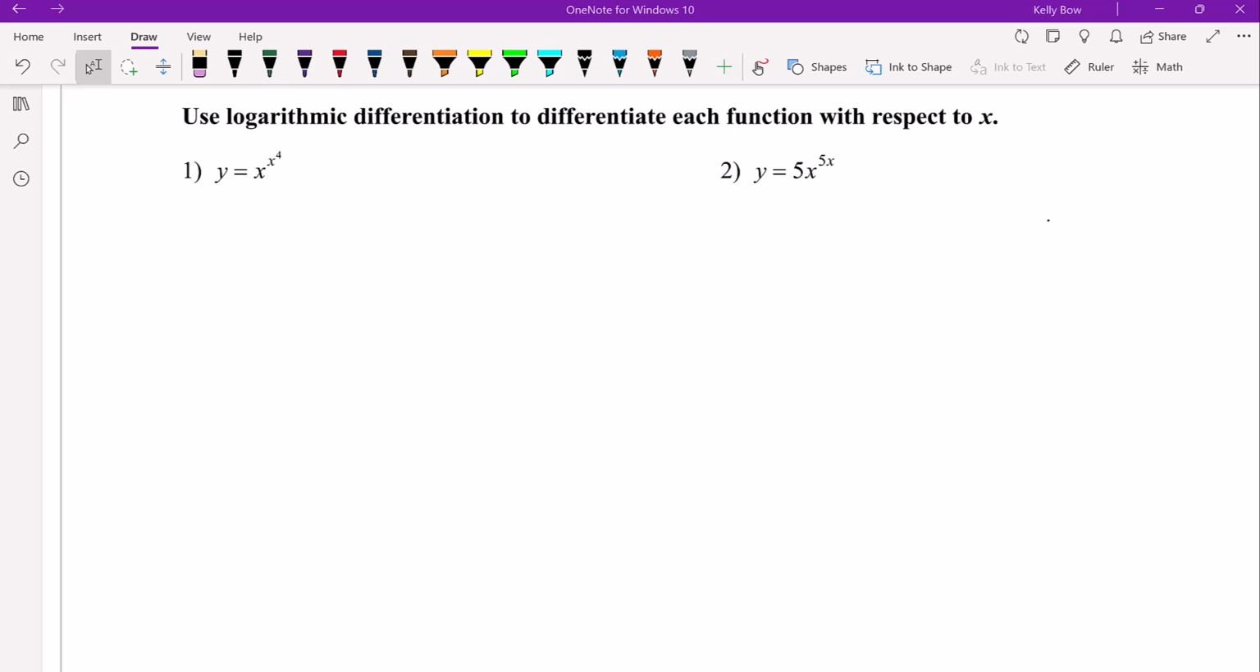Okay, now we're going to tackle logarithmic differentiation with respect to x. And I'm going to give you 3 different types. It's a little bit complex, so I don't know, buckle up.